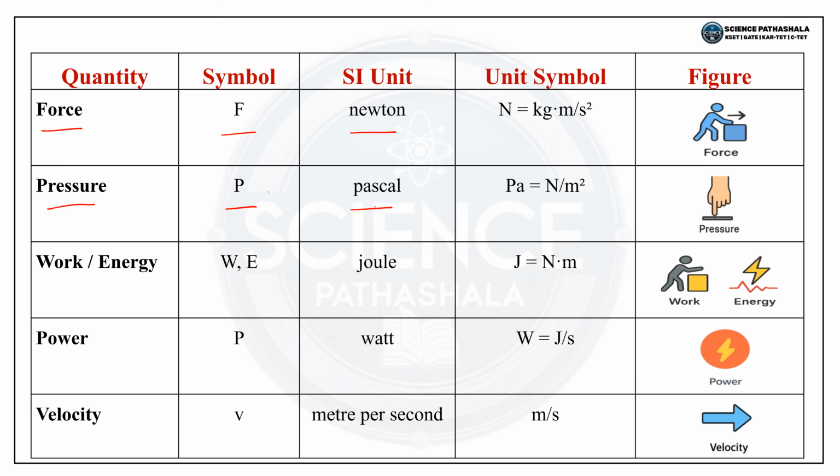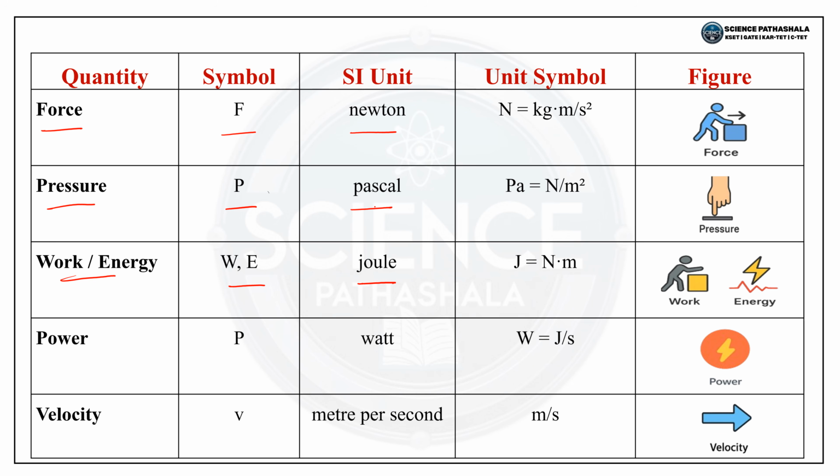Work and energy. Work is done when a force moves an object. Energy is the capacity to do work. The symbol for work and energy is capital W and capital E. The SI unit for work and energy is joule. The unit symbol: joule is equal to Newton meter.